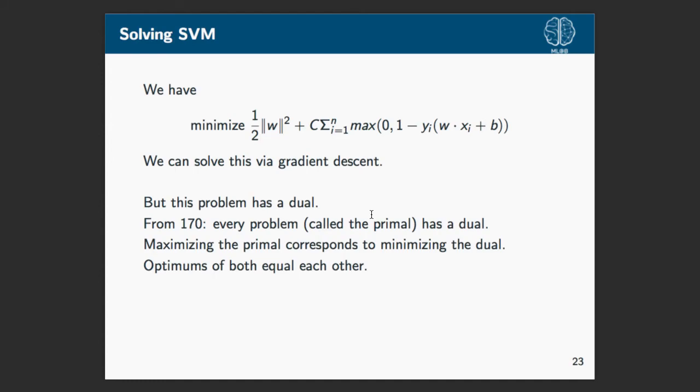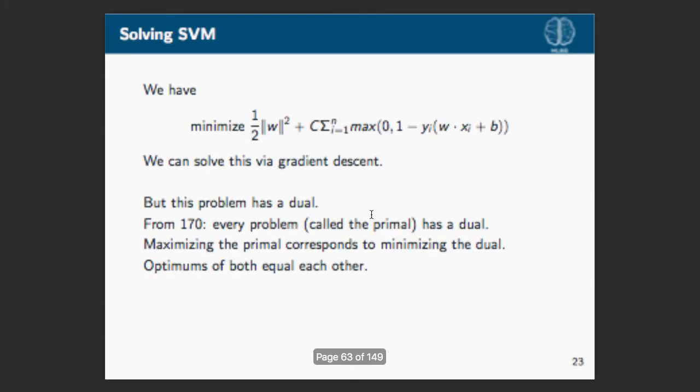And that middle is at the optimal of both points because the dual is always greater than the primal. So the minimum of the dual equals the max of the primal, and both of these optimums equal each other. Not all the time, but in this case, they do.